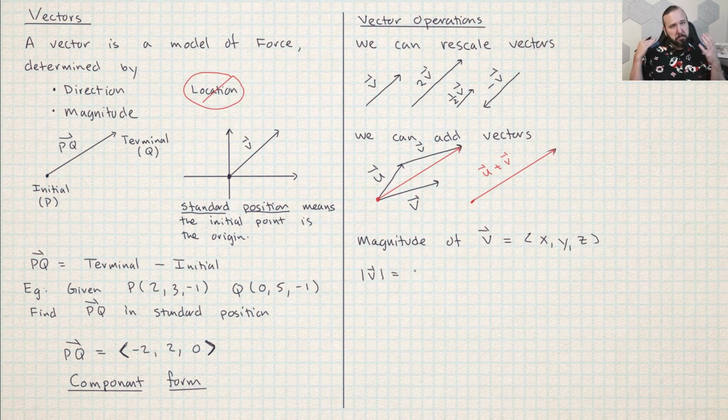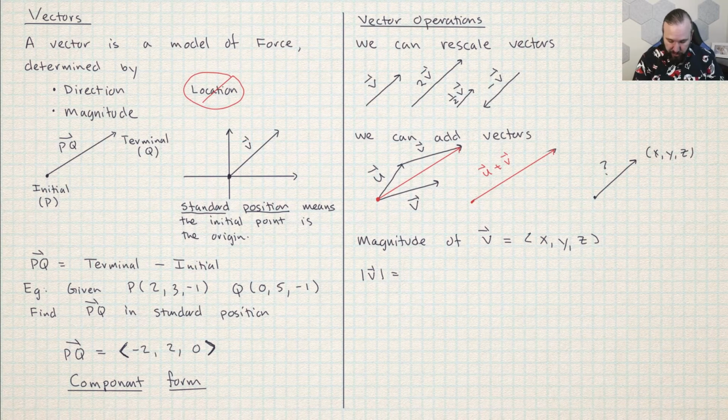Okay, also we can measure the magnitude of a vector. So this is a number that represents how hard you're pushing on something. So here I have a vector v written in standard position. So that means this vector starts at the origin and goes out to the point x, y, z. So it starts here and then it goes out like this. And this right here is x, y, z.